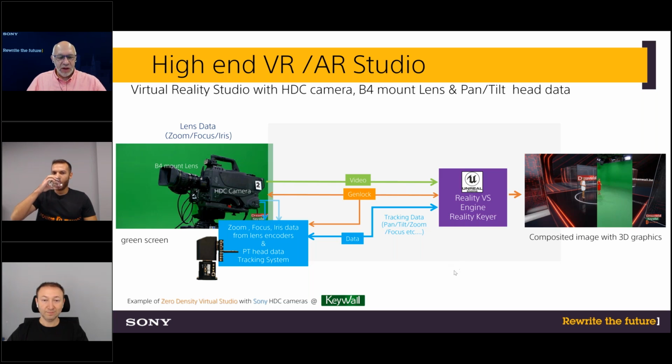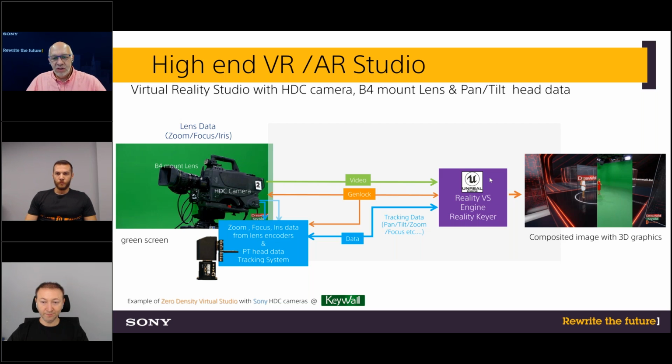To summarize what we are doing in the traditional studio, customers are using traditional broadcast cameras with the B4 mount lenses, 2/3 inch. So these are the typical broadcast quality camera and lenses. And today, all this metadata from the lens, zoom, focus, iris, and also the PTZ head has to be sent to the engine.